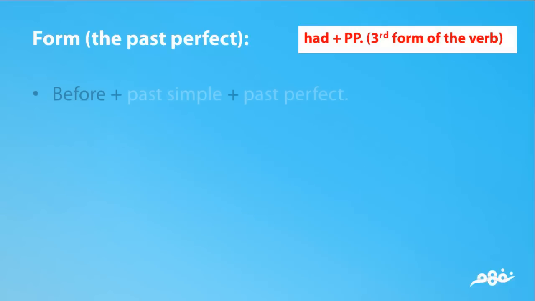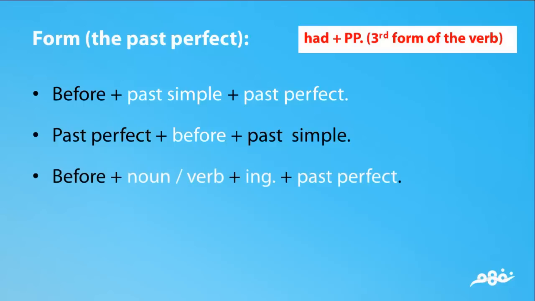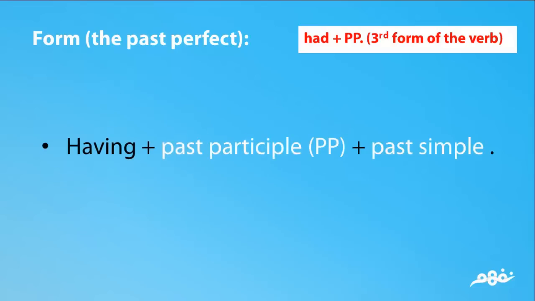And for before, it is followed by past simple, past perfect, or past perfect, before, past simple, or before followed by a noun or verb plus ing plus past perfect. And of course, we don't put a subject after before here. Before equals by the time and when. We use having plus the past participle and then the past simple to equal after.